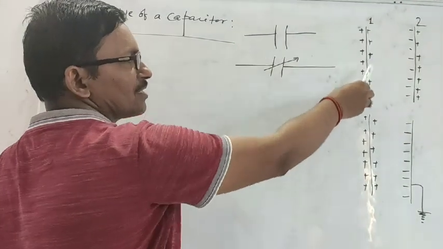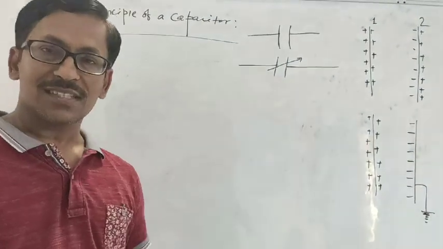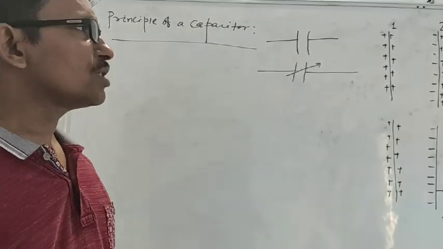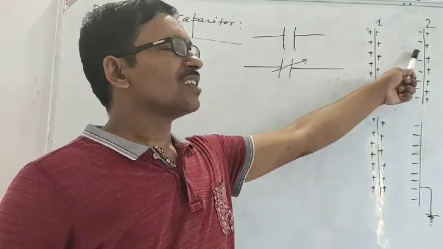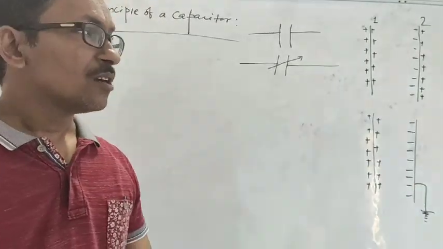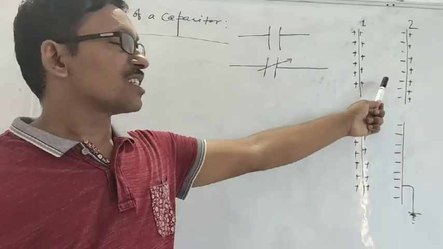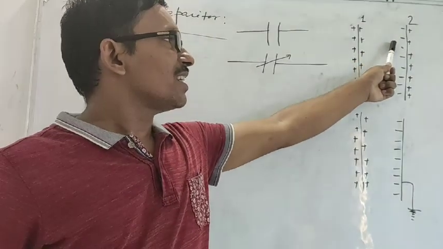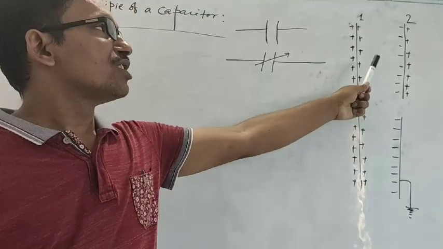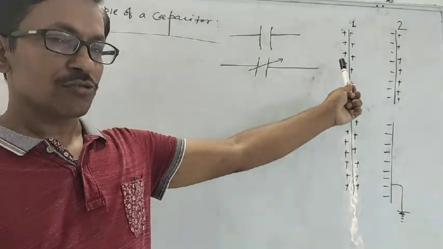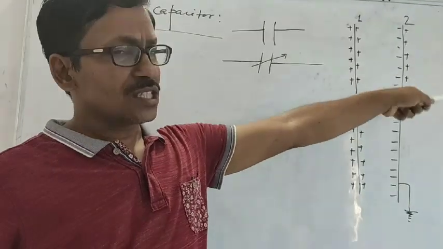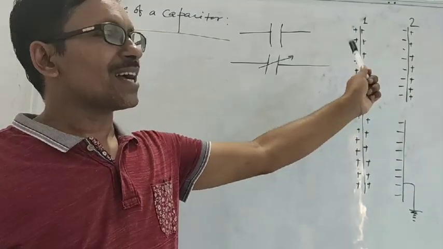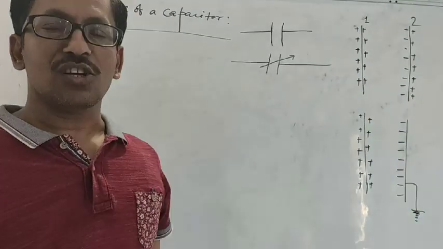Now this conductor carries a positive charge plus Q. Now another conductor 2, which is uncharged, is placed near this. When the uncharged conductor is placed near it, due to induction, negative charges are induced on the side nearest to conductor 1, and positive charges are induced on the other side, that means the farthest end of the second conductor.